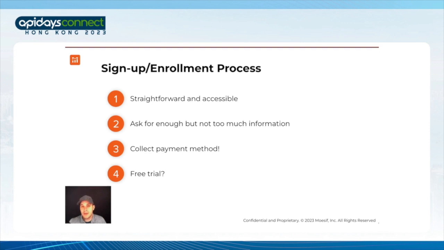So that also comes to point number 2, which is ask for enough information, but not too much. You don't need them to fill out their entire life story. Just get the bare minimum that you need. And if you need more info, you can ask for that after or make it optional. But again, you want to make sure that you don't have like 5 mandatory fields and then 50 optional fields. It also makes it look very confusing.